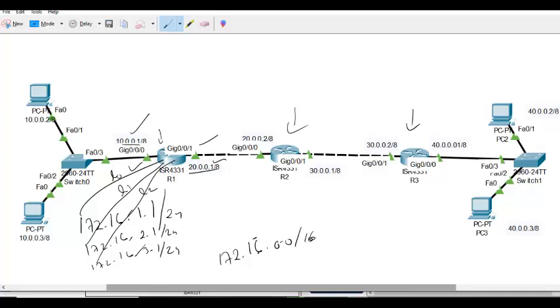What is a loopback interface? They are virtual interfaces. They're logical. They're not physical. Even though they are logical, even though they are virtual, when you ping, they will respond just like a physical interface. Let me show you.